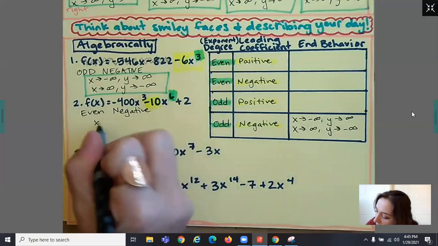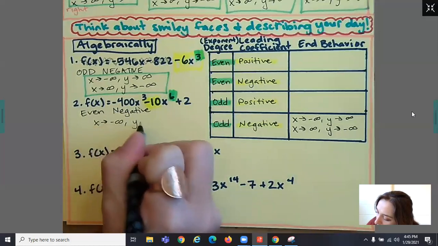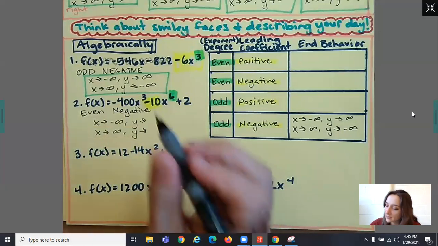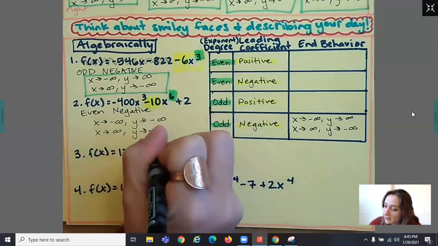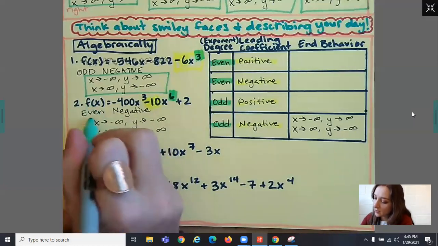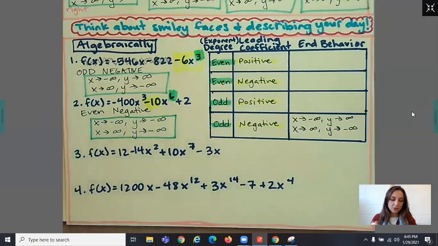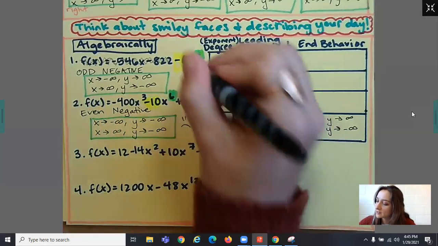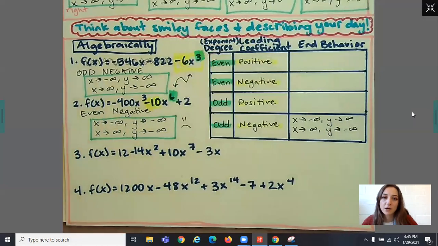So we're going to have both sides pointing down towards negative infinity, aka thinking about that frowny face. So both sides are pointing down, both are going down towards negative infinity. And we'll draw a little frowny face on here just because we can. Sad. And this was describing your day, by the way.